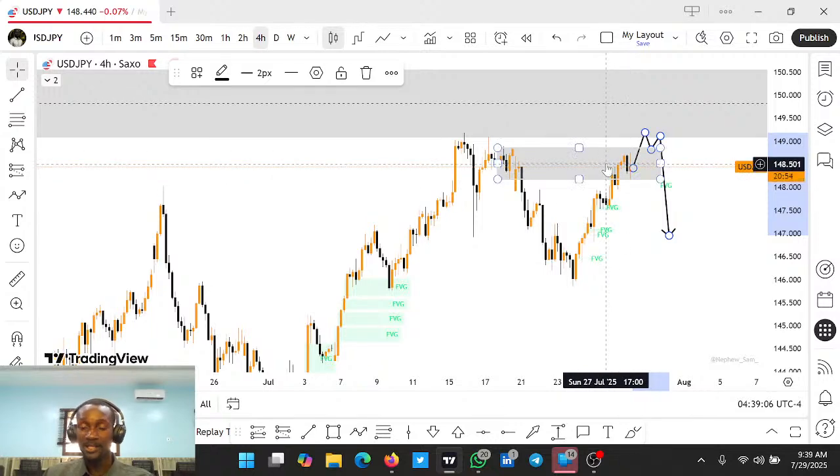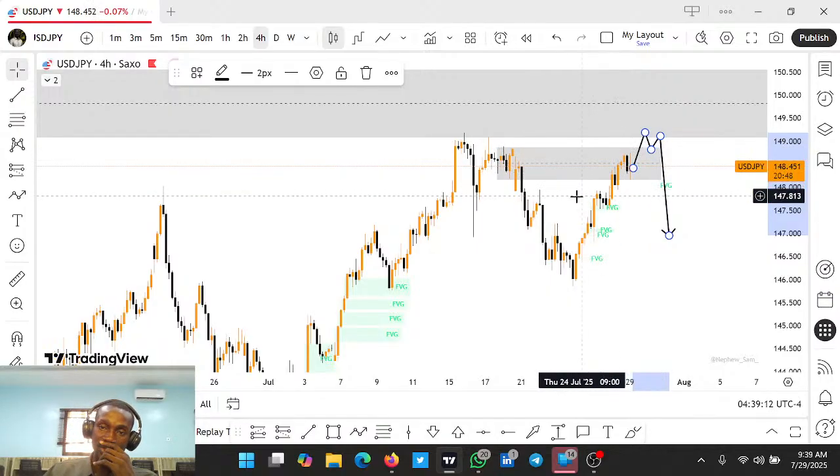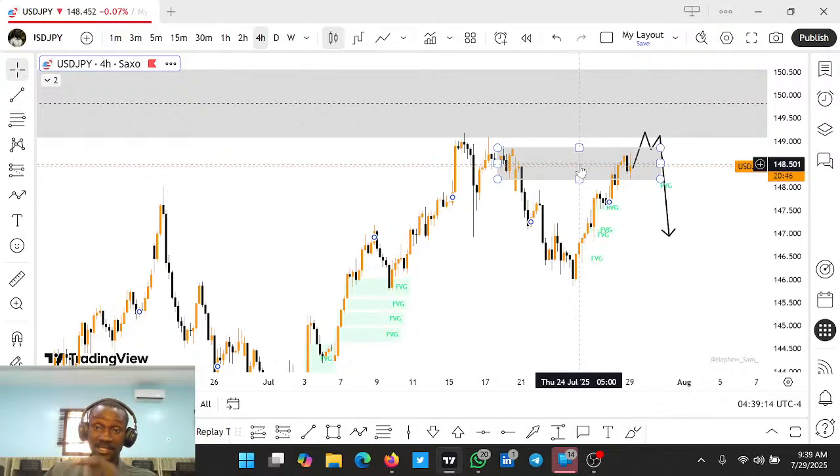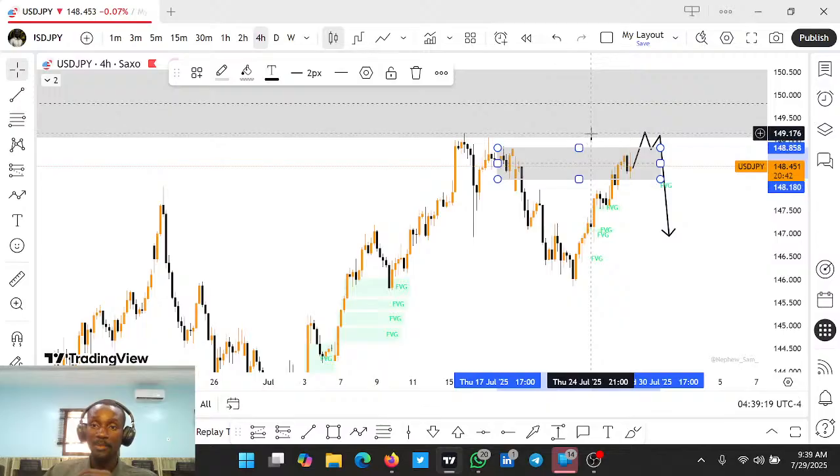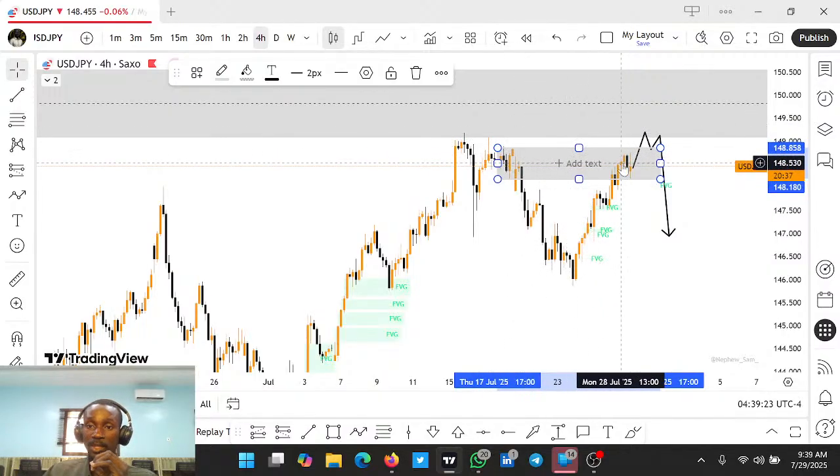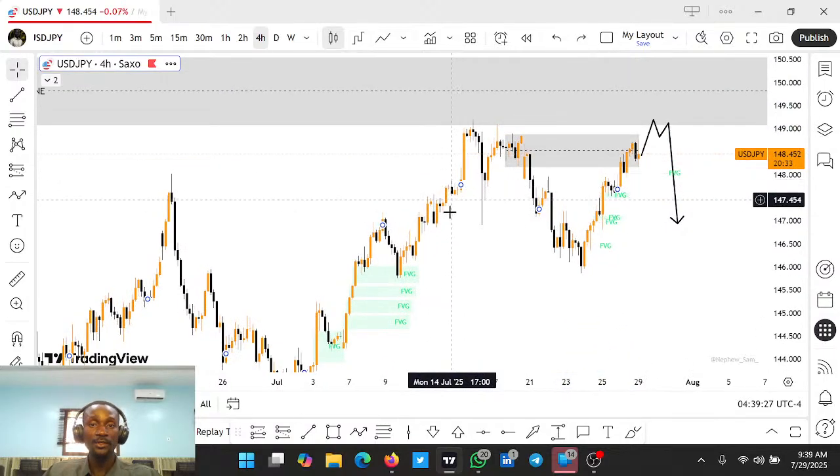Now, since price is currently close to the supply zone, I should be looking for opportunities to sell. So my bias is selling on USDJPY. My bias has changed from the daily time frame. My bias is selling because price is currently reacting to a supply zone. So now I should be looking for an opportunity to sell in the market.